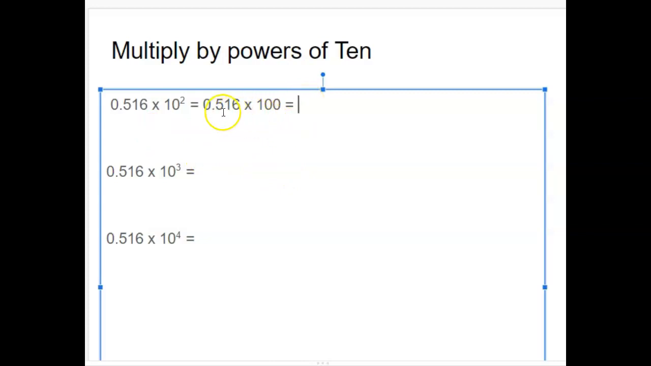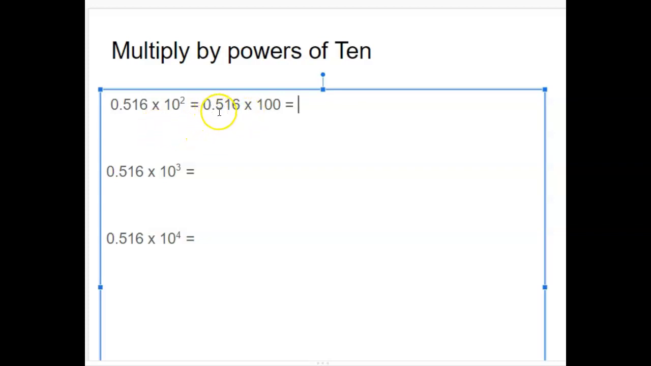And now I can multiply 0.516 times 100. Okay, so I need to make 0.516 100 times as big. If I'm going bigger, that means that my product will be bigger. So think about it. If I move my decimal, how would I make it bigger? Going to the right or going to the left?